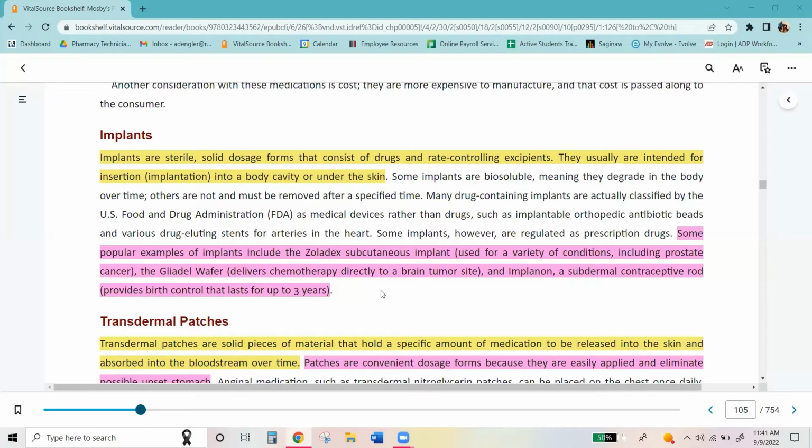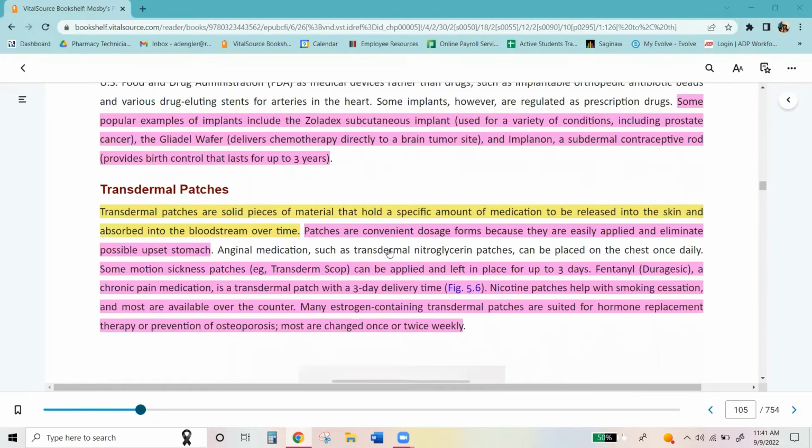Some popular examples of implants include the Zoladex subcutaneous implant, used for a variety of conditions, including prostate cancer, the Gliadel wafer, which delivers chemotherapy directly to a brain tumor site, and of course, the implanted subdermal contraceptive rod that provides birth control for up to 3 years.